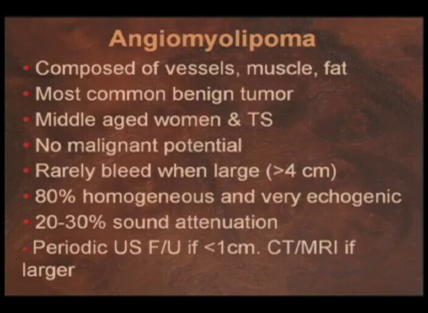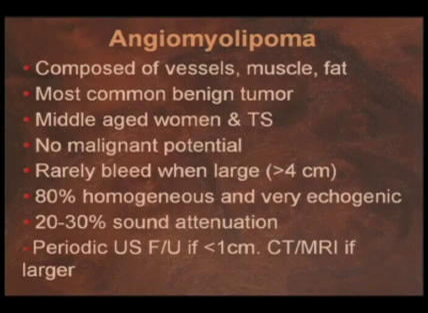Angiomyolipoma is a benign renal tumor that's composed of vessels, muscle, and fat. It's the most common benign tumor. It tends to occur in middle-aged women and in patients with tuberous sclerosis. It has no malignant potential, so if the diagnosis can be made reliably, the patient does not have to have surgery unless the tumor gets to be big.